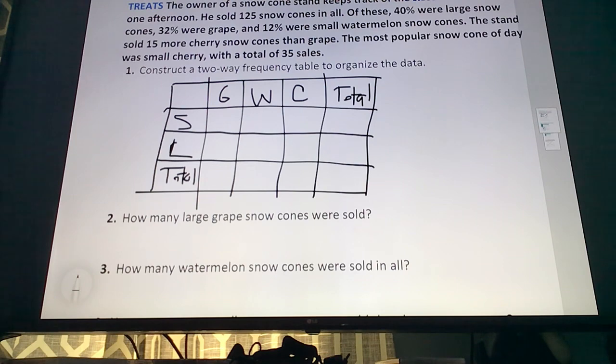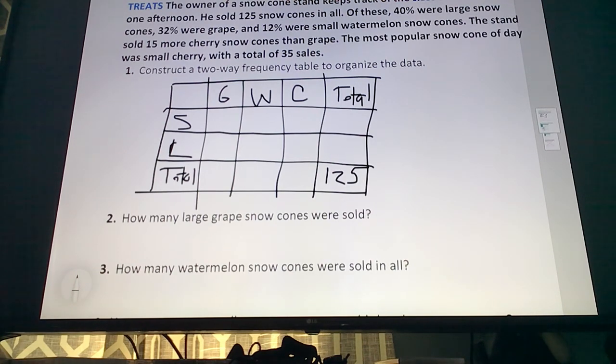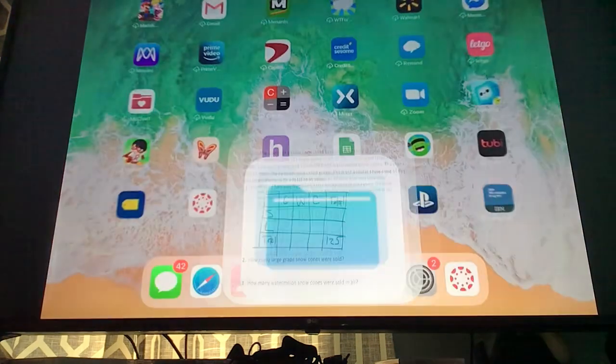Okay, so we know that he sold 125 snow cones in all. So the 125 is going to go here. Okay, of these snow cones, 40% were large snow cones. Okay, so, and this is why I said you would need a calculator for this.